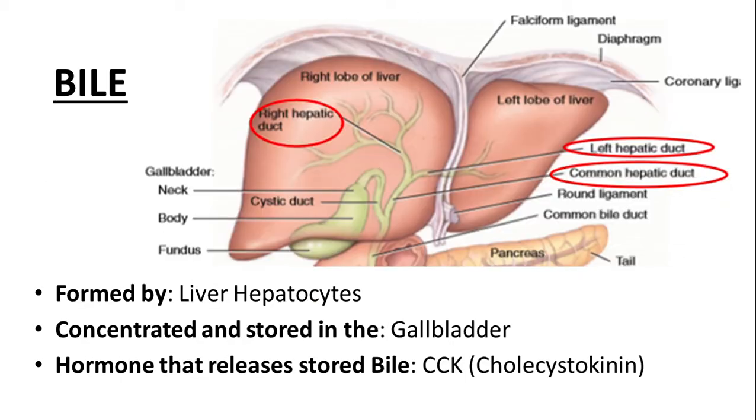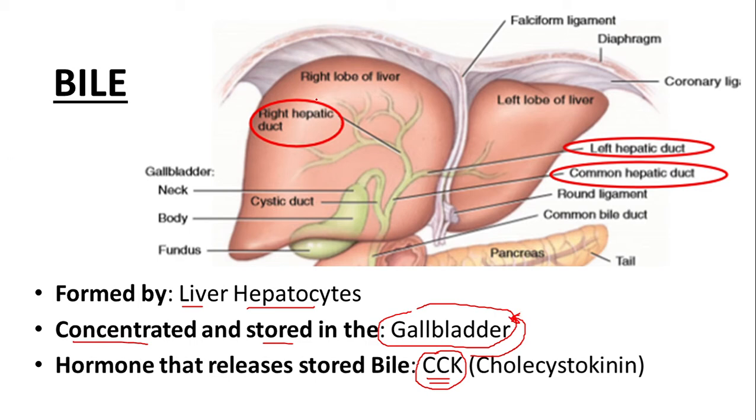So this is how bile is able to get to your duodenum. So bile is formed by liver hepatocytes. So these are cells inside the liver, but bile is concentrated and stored inside your gallbladder and is only released when CCK or cholecystokinin is released. Okay, so CCK is what will allow your gallbladder to contract and will release the bile.